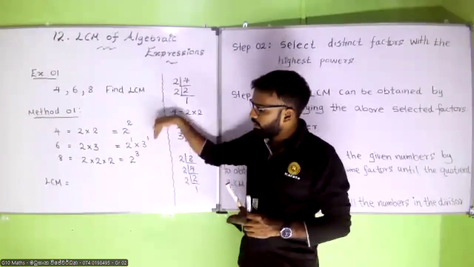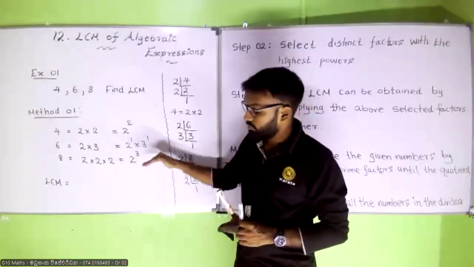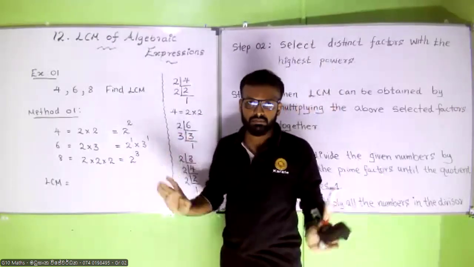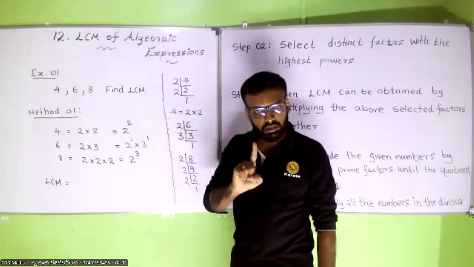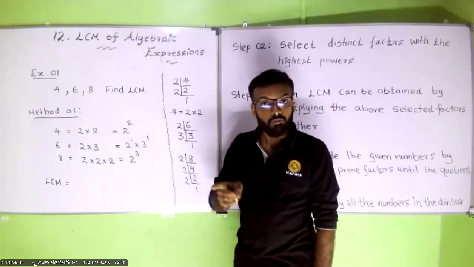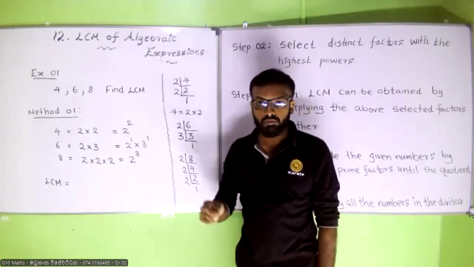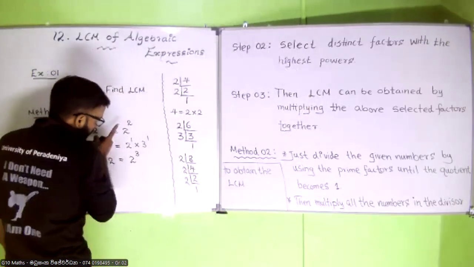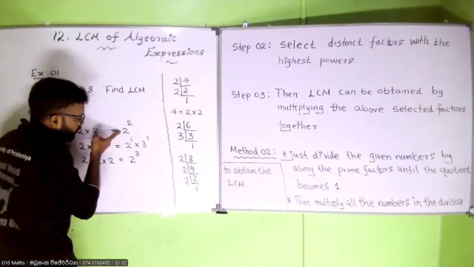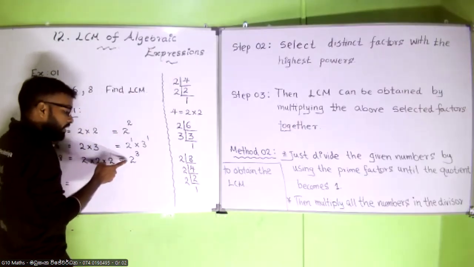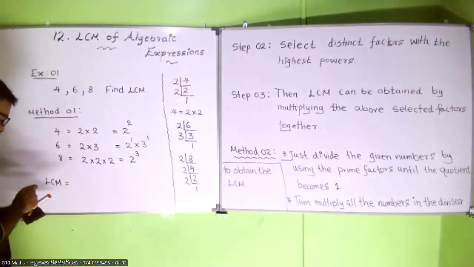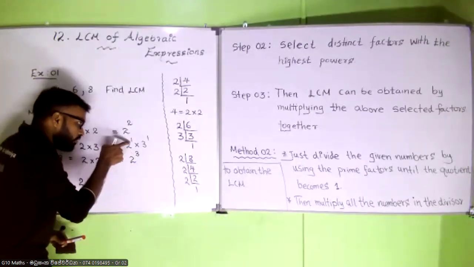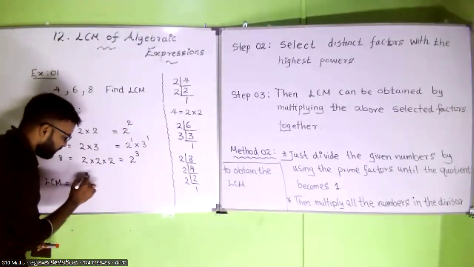If you consider this whole thing at once and analyze it, you can see only 2 and 3 as the distinct factors. Then you need to choose the highest power of 2 and the highest power of 3. For the distinct factor 2, the highest power will be 3, not 1, not 2, but 3. So 2 to the power 3.